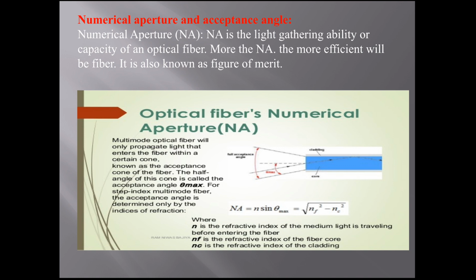It is denoted by theta max. For the step index multimode fiber, the acceptance angle is determined only by the incidence of the reflection. The numerical aperture is equal to n sin theta max, or it is also defined as the square root of nf squared minus nc squared, where n is the refractive index of the medium the light travels in before entering the fiber, nf is the refractive index of the fiber core, and nc is the refractive index of the cladding.